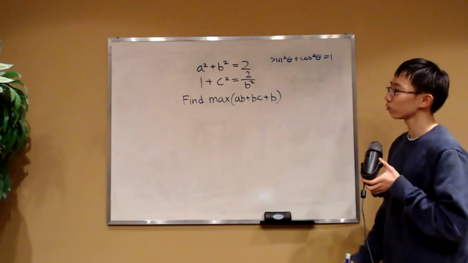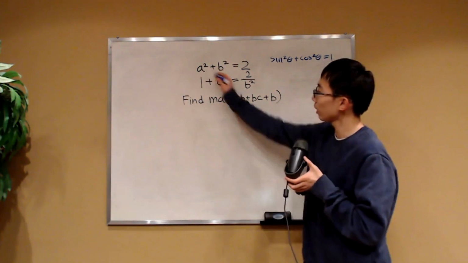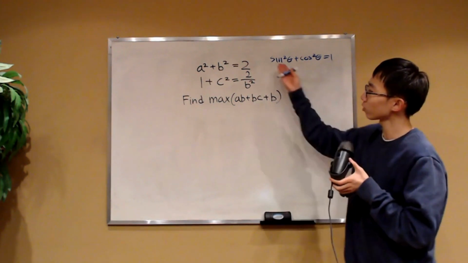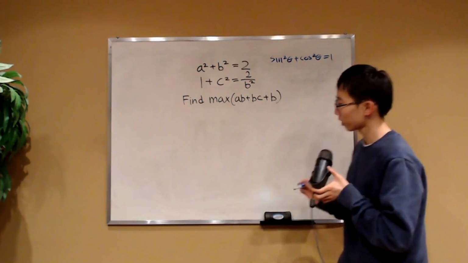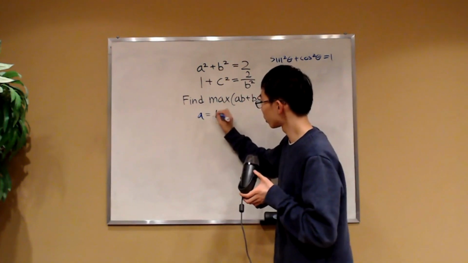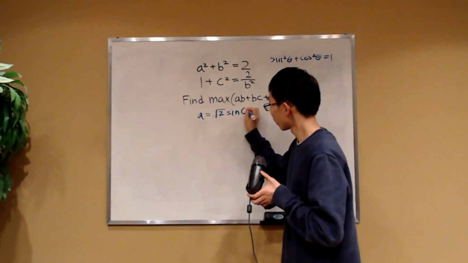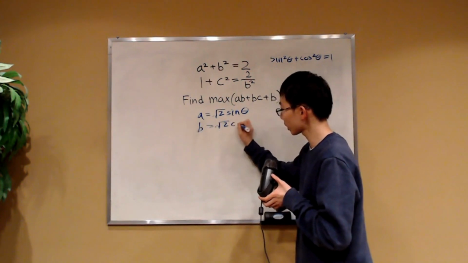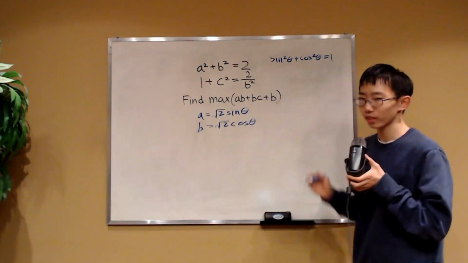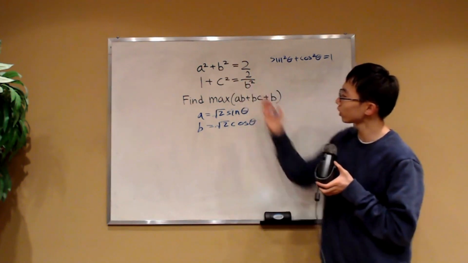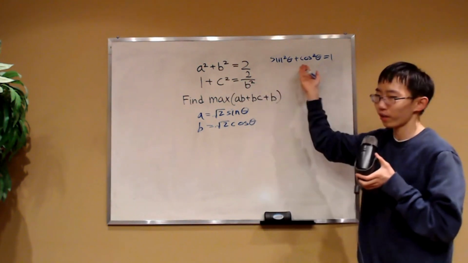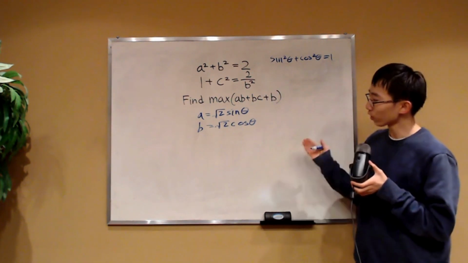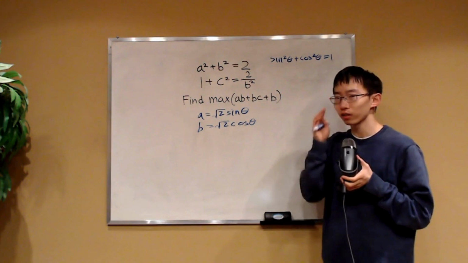Well, normally we would probably do something like let a equal sine theta and b equal cosine theta. But because this is equal to 2, we can actually let a equal root 2 sine theta. And we can also let b equal root 2 cosine theta. And notice that when you plug these two into the equation, this is satisfied by the Pythagorean identity. So we know that these two let statements are valid.